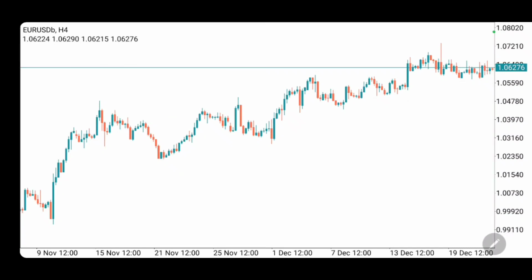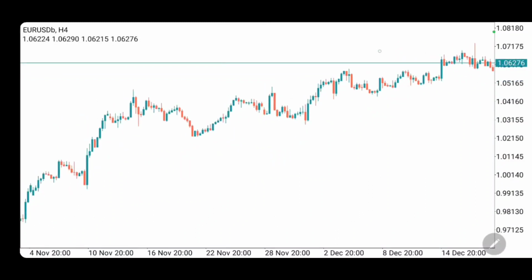So the turtle soup short is basically a false breakout above a supply zone, where stop hunt and liquidity exists, where liquidity rests. Let me show you how this works.